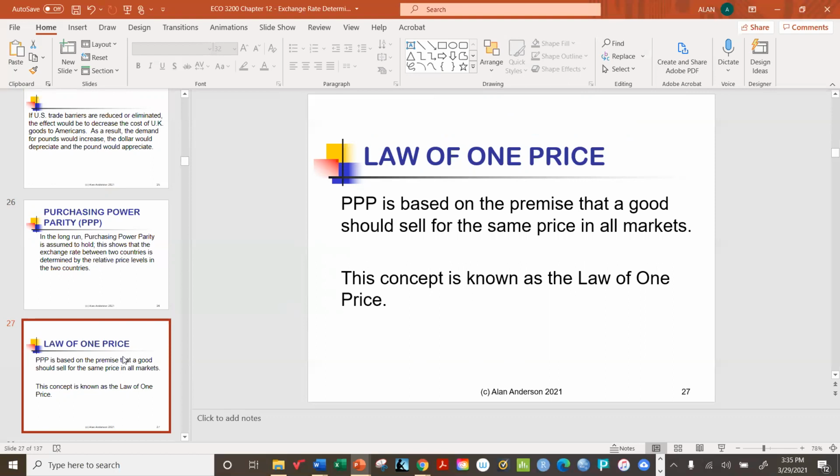In the case of domestic and foreign markets, we can extend that to say the good should sell for the same price after adjusting for the exchange rate. All right, but any way you look at it, according to the law of one price, everything should have the same price in all markets and in all countries. Now, the big question is whether or not that's true.